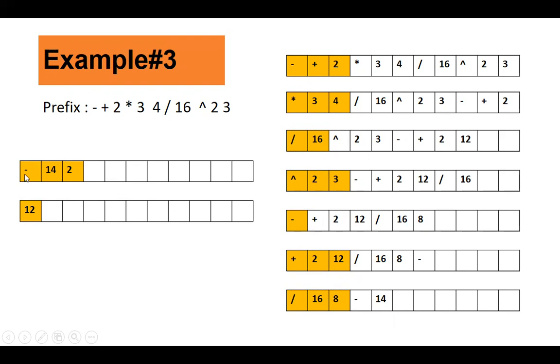Front is pointing at this minus operator. Now this operator is followed by 2 operands. So carry out the operation, that is 14 minus 2, you get the result as 12. Fine. So now I hope the concept is clear of solving a prefix expression. So this prefix expression is evaluated to 12.